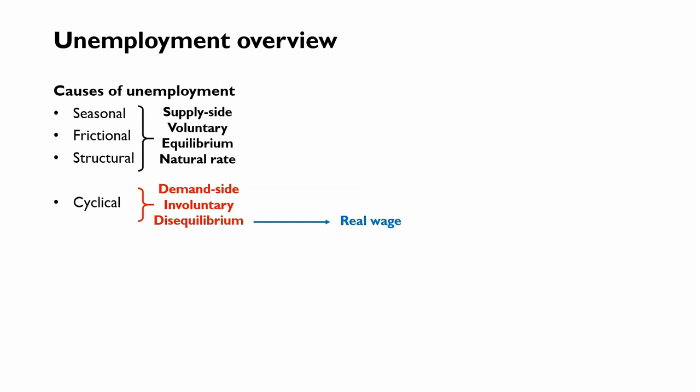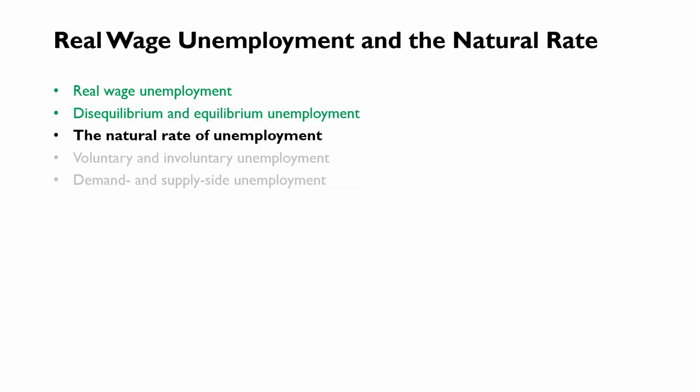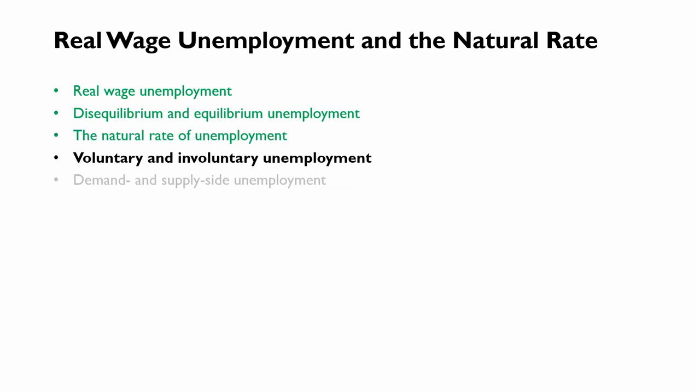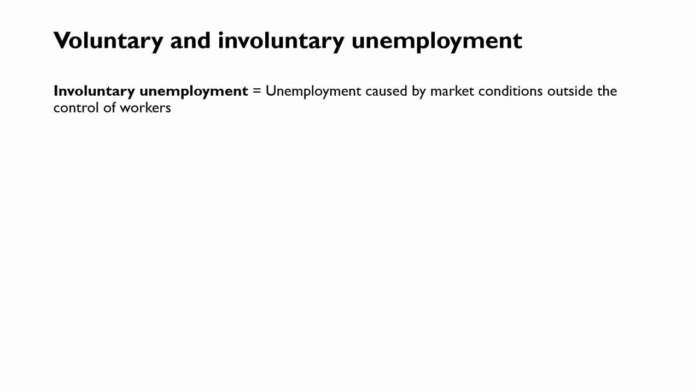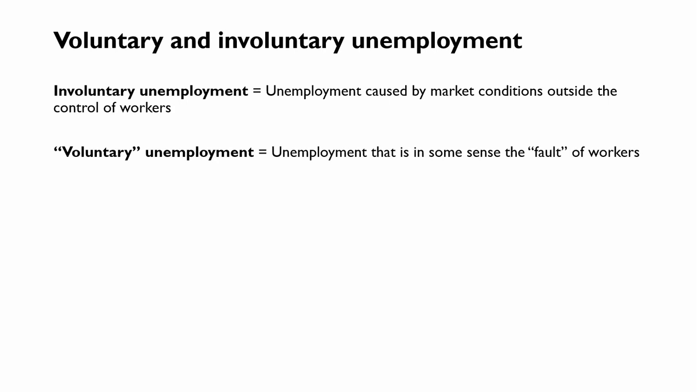Okay, so looking through our key terms, we've spoken about equilibrium, disequilibrium, natural rate and real wage unemployment. Just a couple of terms left to get our heads around. Now, these terms are slightly controversial, but lots of economists use the terms voluntary and involuntary unemployment. Involuntary unemployment is any unemployment caused by market conditions outside the control of workers. So we're thinking cyclical unemployment, where it's just not my fault, there just aren't enough jobs in the economy. But voluntary unemployment is unemployment which is in some sense the fault of workers. Workers have made a choice that leads to unemployment.